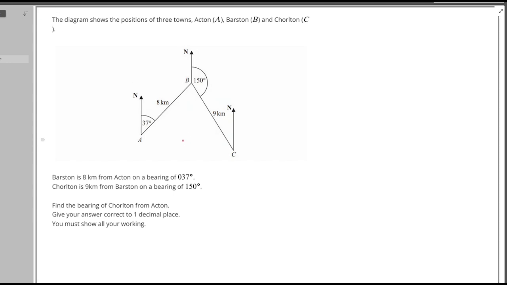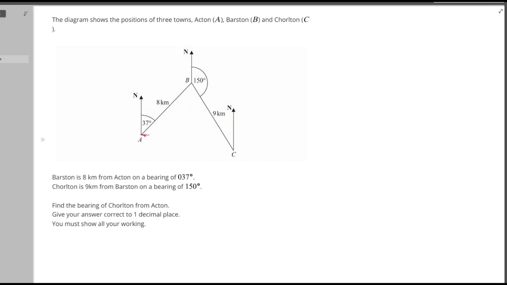So I will join this AC, and the bearing of C from A I need to find. That means I need to work out this angle. Say this angle is X. I need to work out this angle X. Then X plus 37 will be the required answer. Now here, this angle is shown as X. Let us consider this angle at B as Y, and this angle as Z.